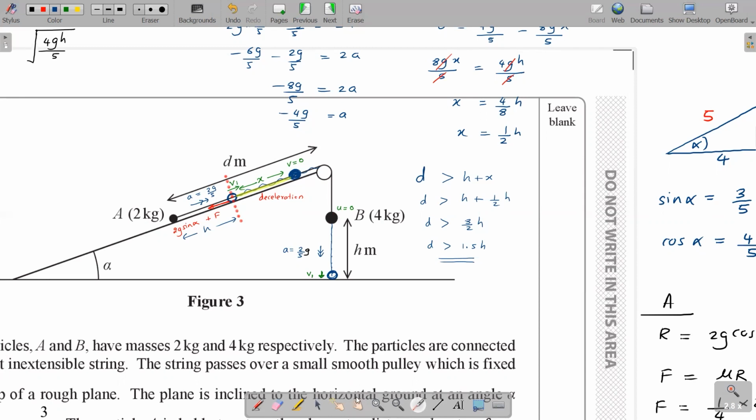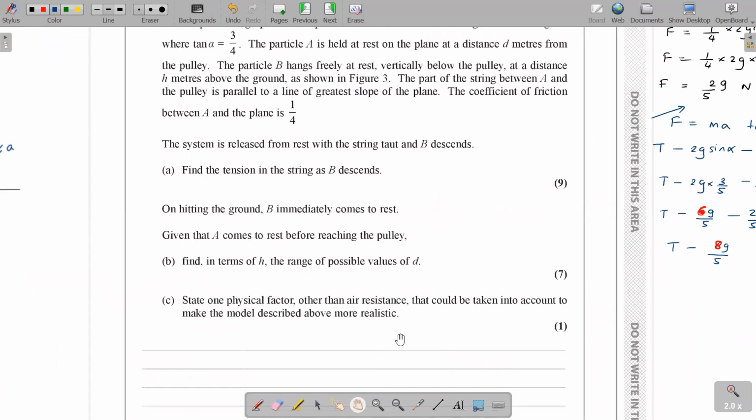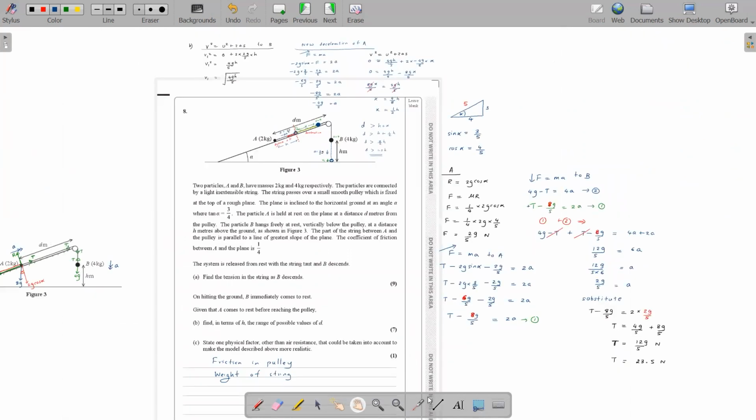So for part C, you could talk about either the friction in the pulley, just one, or you could say that the string has some kind of weight. To make it more realistic, just one factor would be more than enough. Or the string is extensible. Okay, so this is the end of our paper.